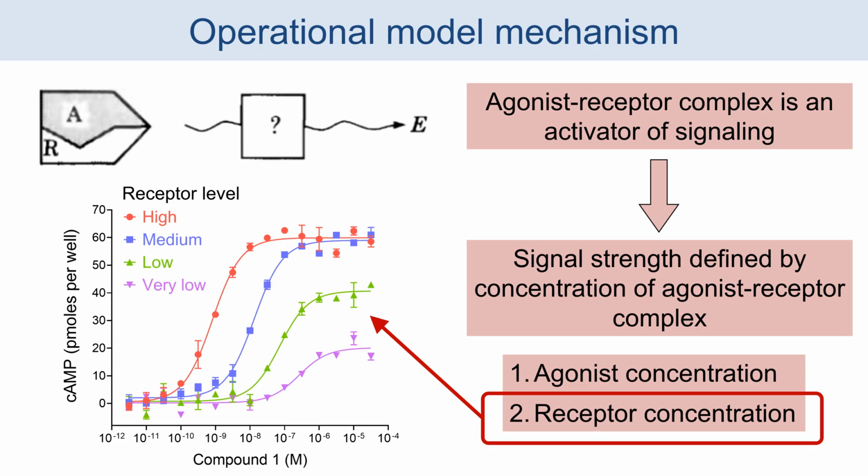It's important to note what we have done here. We have moved beyond the idea that it's just the agonist concentration that defines the response. And now we understand that the receptor concentration matters too. Consequently, this graph is not surprising at all. It is in fact exactly how we expect the system to behave.